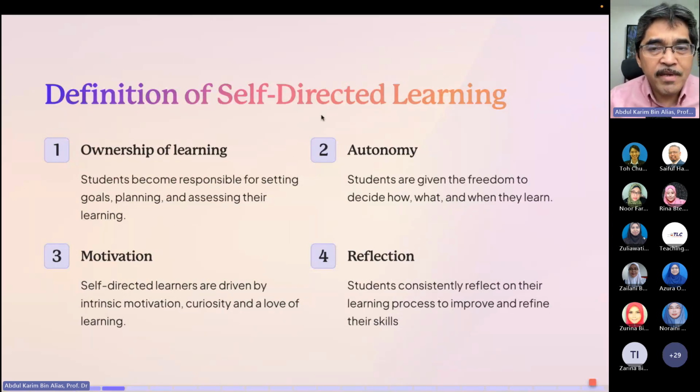When we say self-directed learning, it's about students. We shift the responsibility of learning to the student, and we as teachers help and facilitate them. It's about shifting the ownership, making the student understand that I have full responsibility for myself to learn. I will do my best to learn and do whatever is necessary to go through the learning process. So students become responsible for setting their own goals, planning, and assessing their own learning, so they become self-reflective.